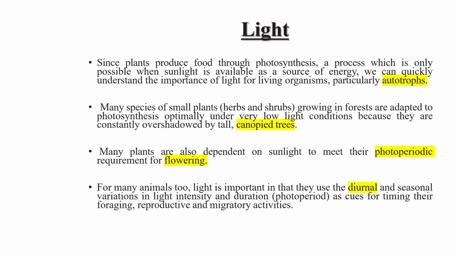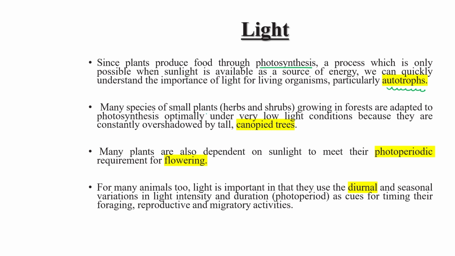Next factor is light. Since plants produce food through photosynthesis. What is photosynthesis? It is a process which is possible when sunlight is available as a source of energy. We can quickly understand the importance of light for living organisms, particularly for autotrophs, because autotrophs are able to synthesize their own food in the presence of light and chlorophyll by utilizing carbon dioxide and water, right?